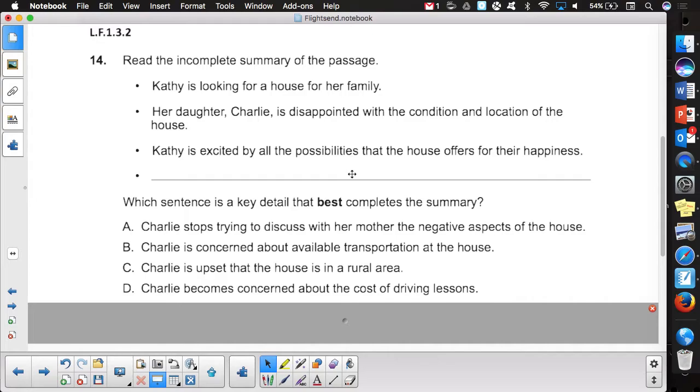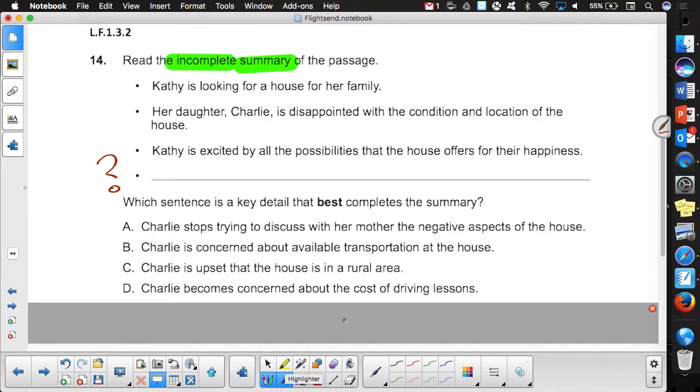So what you have, read an incomplete summary of the passage. Incomplete's an important term, also is summary. If you're talking about a summary, you're talking about a whole overview of the excerpt of the passage that we have. So it's not necessarily little details, but an overall picture of it. Kathy is looking for a house for her family. Her daughter Charlie's disappointed with the condition and location of the house. Kathy's excited by all the possibilities that the house offers for their happiness. Then we got to figure out what this very last option would be. I'm thinking that most people were narrowing it down to 2 options.